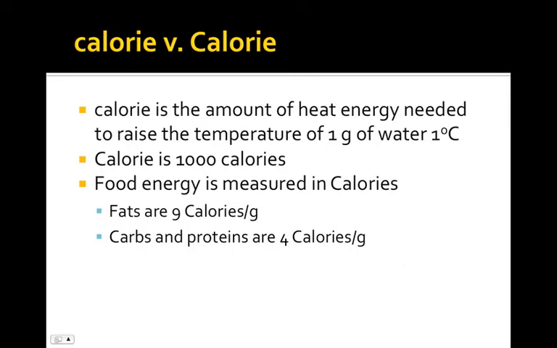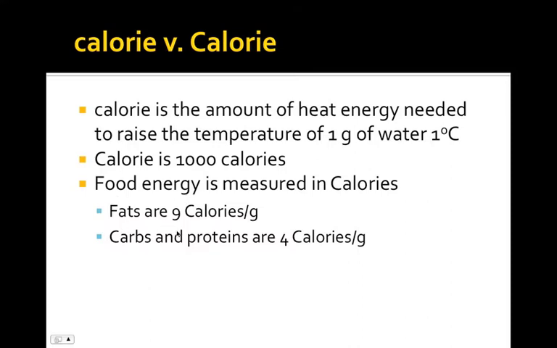Just a quick clarification on the difference between calorie with a little c and calorie with a big C. The calorie with the little c is the chemist's calorie. It's defined as the amount of heat needed to raise the temperature of 1 gram of water 1 degree Celsius. So a calorie is based on the specific heat of water. A big C calorie is basically a kilocalorie, but this is the nutritionist's calorie because it's what's used to measure the energy that you get from food.